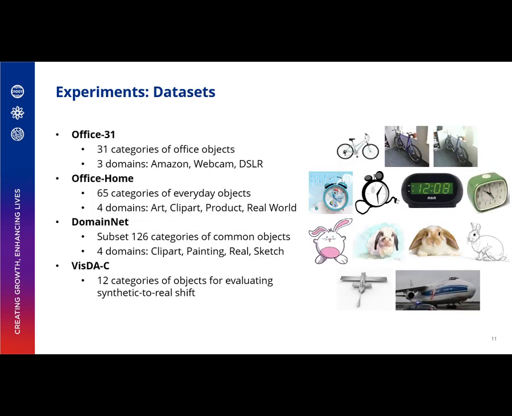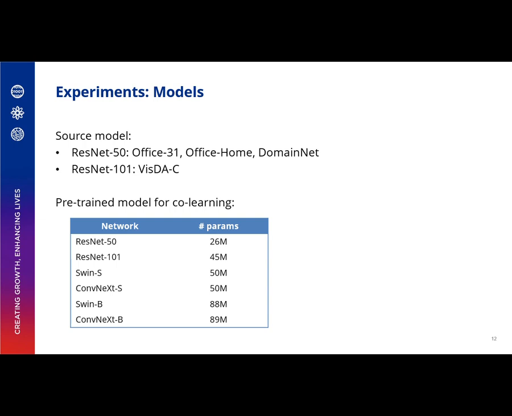We evaluate our method on benchmark datasets covering device shift, style shift, and synthetic to real shift. We use ResNet for source models and a variety of ResNet, SWIN, and ConvNext networks pre-trained on ImageNet for co-learning.